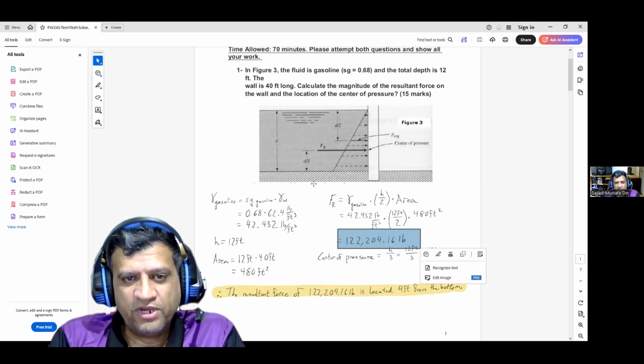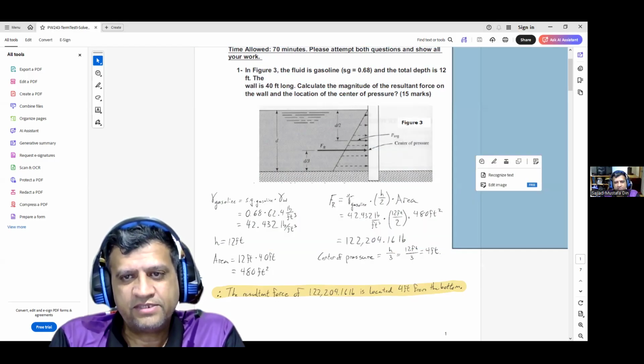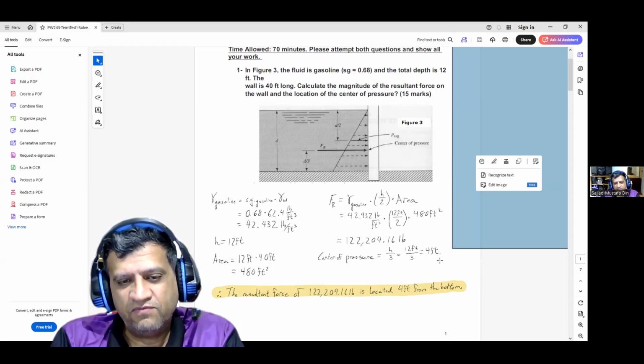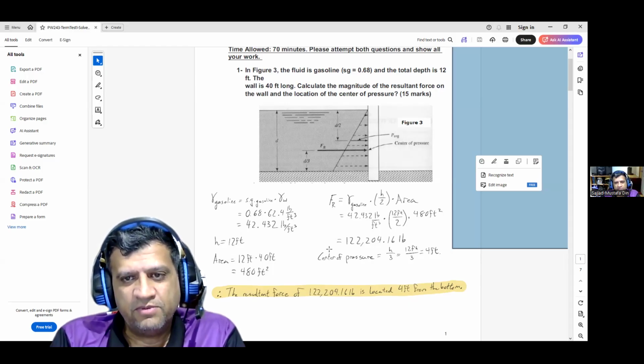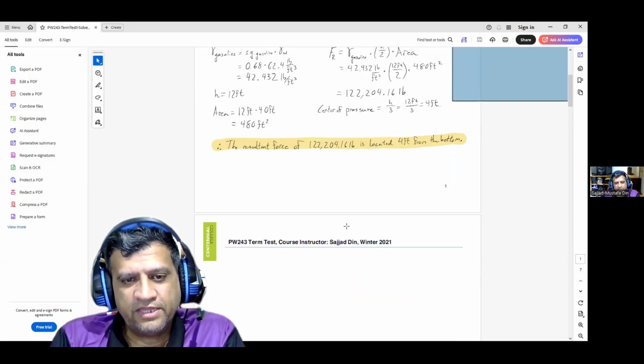And the center of pressure, it's given right in the formula. It's basically d by 3, or height by 3. And the height is 12, so you divide it by 3, 4 feet. Okay, so that was the first one. Let's take a look at the next question.